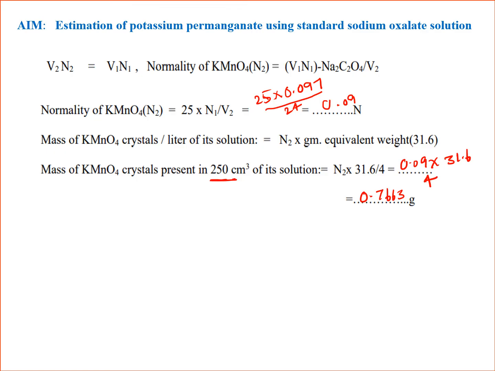Or if you want to calculate for 1 liter, you don't need to divide here, you can directly multiply normality into gram equivalent weight, and that will give the amount of KMnO4 dissolved in 1 liter of solution. Right? So this is the simple titration. I'm making a summary again.